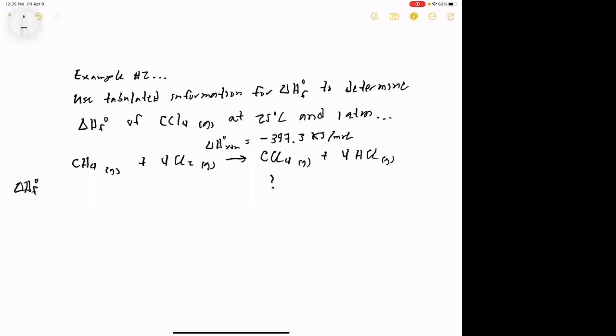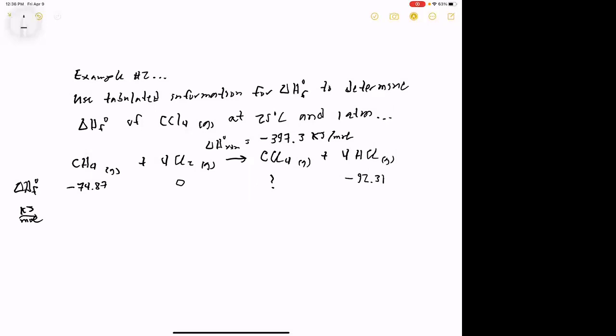All right, so the delta H of formation given for the CH4 is minus 74.87. By the way, these are all going to be in terms of kilojoules per mole. For chlorine gas, it's 0 kilojoules per mole. And then the given value for HCl gas is minus 92.31. And that's in kilojoules per mole as well. So you can kind of see what we've got here. We can set up an algebraic situation where we have one equation and one unknown.